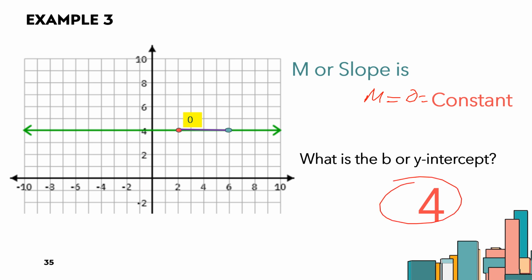If I pick 2 lattice points, well, I can't rise, so my rise is 0. And it doesn't matter how far I run. In this case, I ran 1, 2, 3, 4. 0 divided by 4 is just 0. So the slope, once again, the slope here is 0. And we're done with this one. We've got one more example to look at. We'll make this example 3. And then let's look at example 4.